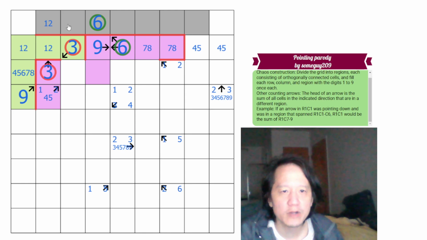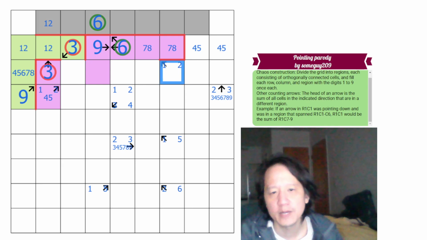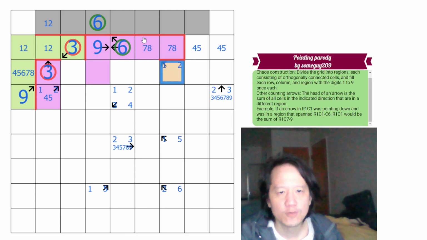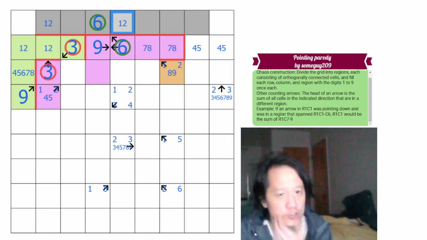It could be gray. 1, 2, 3, 4, 5, 6, 7, 8, 9. Wait, hold up. 1, 2, 3, 4, 5, 6, 7, 8, 9. No, it cannot be part of gray. It has to be part of another region. I'm going to make that orange. So this is the sum of those two. It can be 8 or 9, but that means this is 1 or 2.